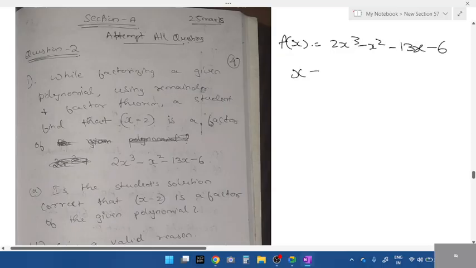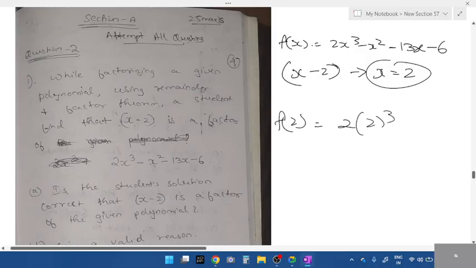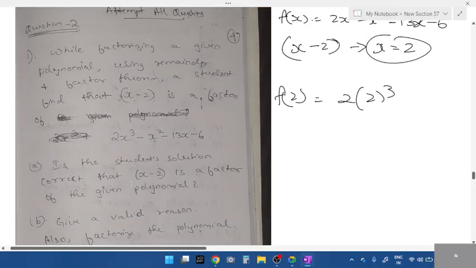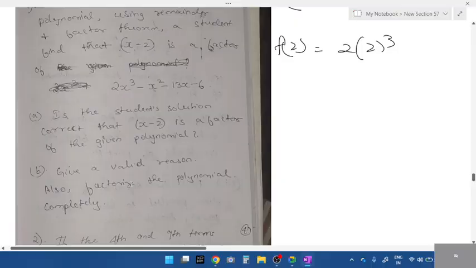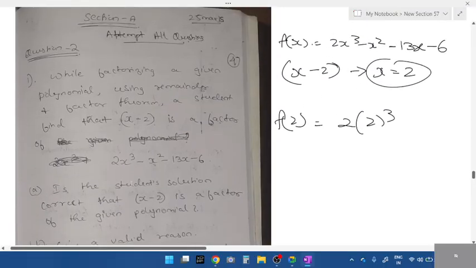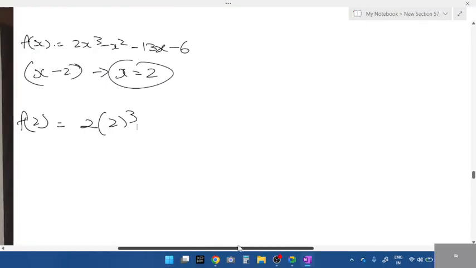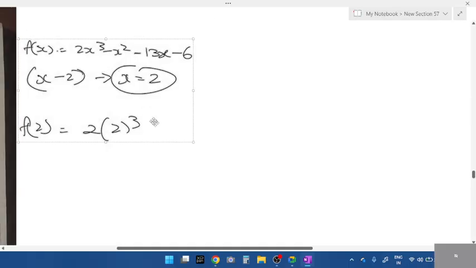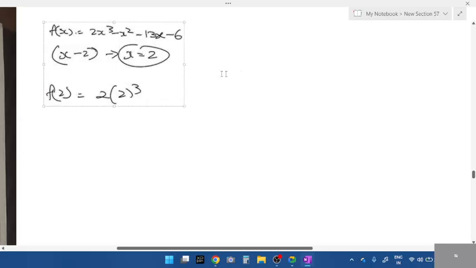Okay, x minus 2 is given, students. So take the x value: x is equal to 2 this side, positive 2. Substitute positive. f of 2 is equal to 2 into 2 cube. If the student solution is incorrect, you have to check, give a valid reason, and factorize completely. So you have to check whether this is correct or not.